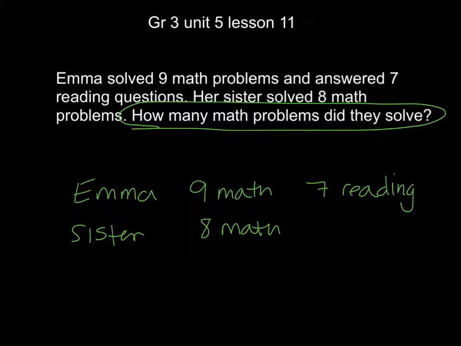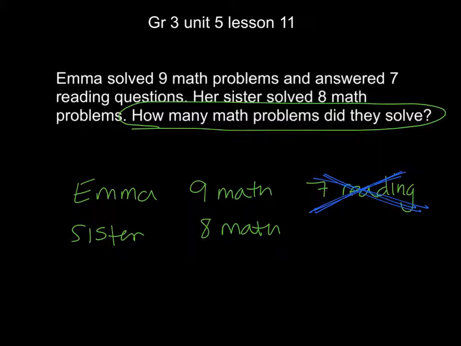So if I go back to my notes, what I don't need is I don't need to know how many reading problems Emma did. Okay, we can cross that off. And it's a good idea to actually go and cross it off. So we cross off the reading problems. And then we go back to the question, how many math problems did they solve? Okay, so Emma solved 9, her sister solved 8.